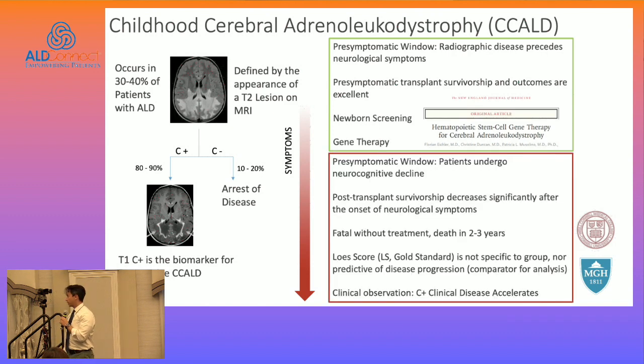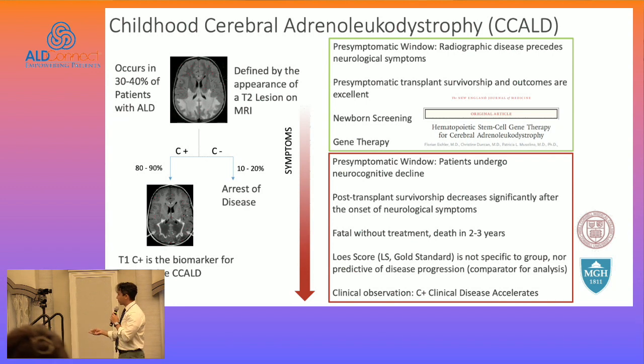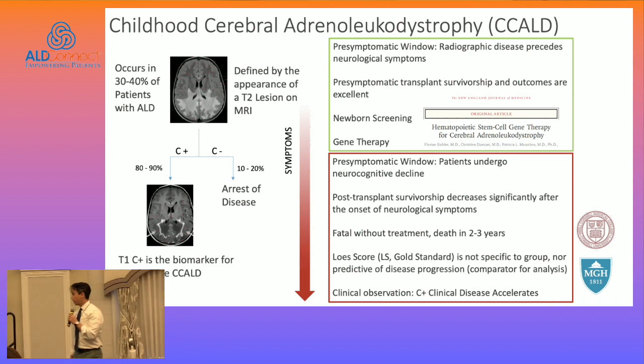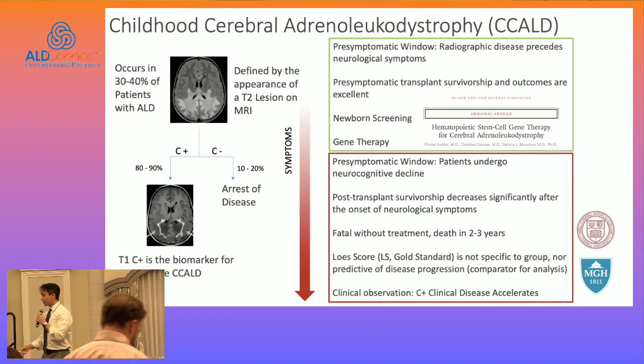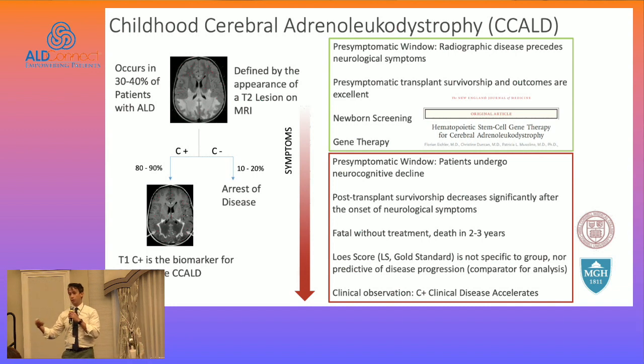But like all things, here's the rub. In the pre-symptomatic window, patients are already undergoing neurocognitive decline. And I'll show you a publication that came out recently that demonstrates that. Post-transplant survivorship decreases significantly after the onset of neurologic symptoms, as identified by the neurologic function score, which was introduced earlier this morning. We all know it's fatal without treatment. The LESS score is the gold standard, but it's not specific to group. It just tells you how much brain disease you have, but it doesn't tell you which group you're going to fall into.